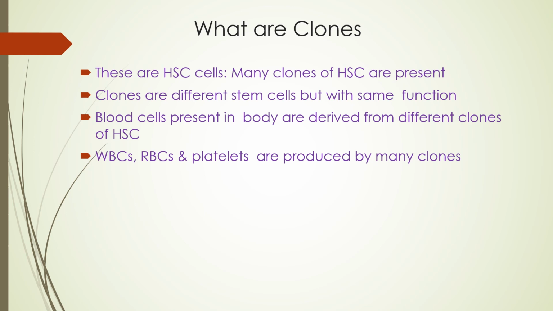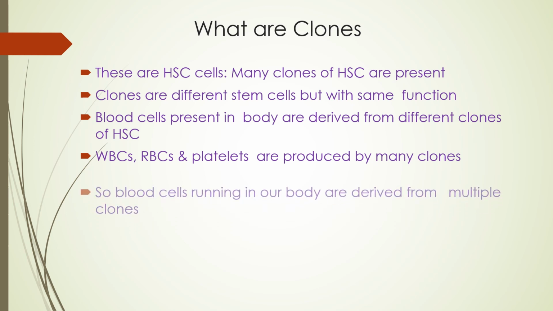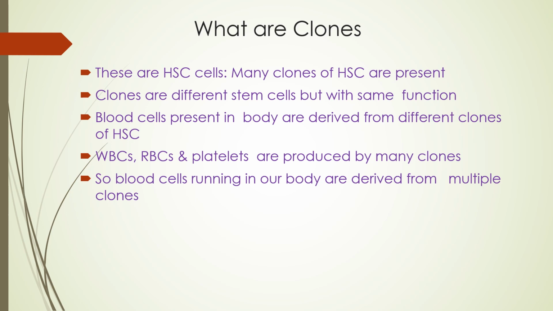White blood cells, red blood cells and platelets are produced by many clones, but the cells ultimately which are produced have the same function as the other cells. So blood cells running in our body are derived from multiple clones.